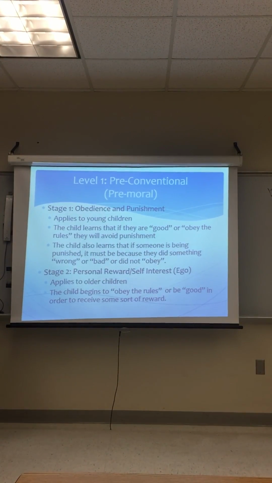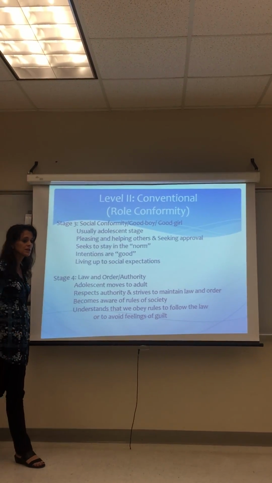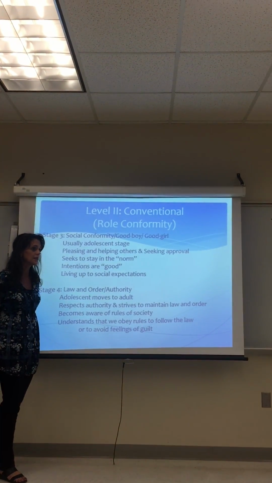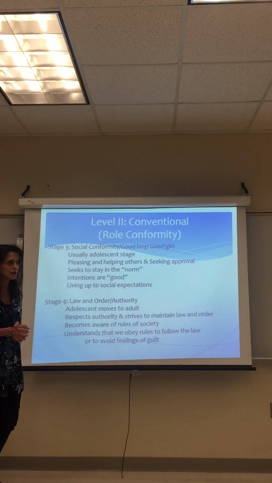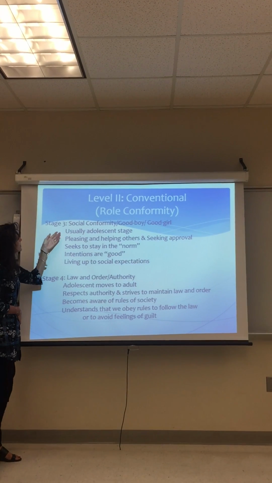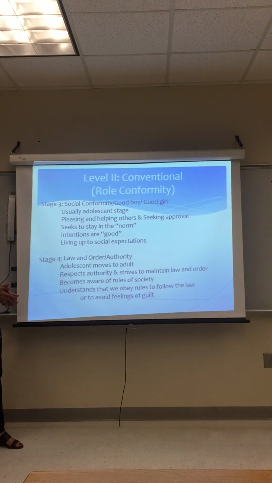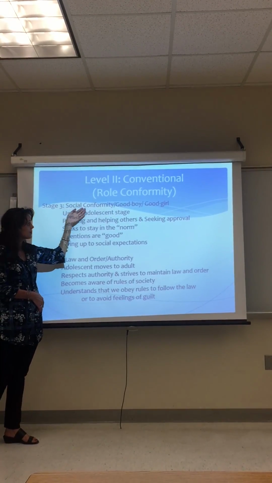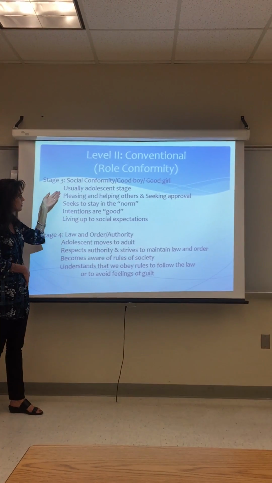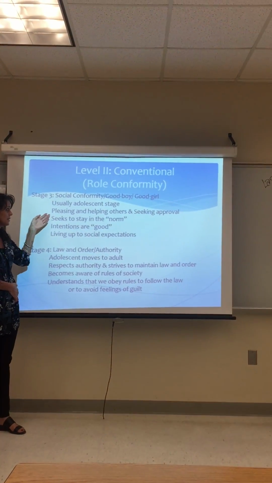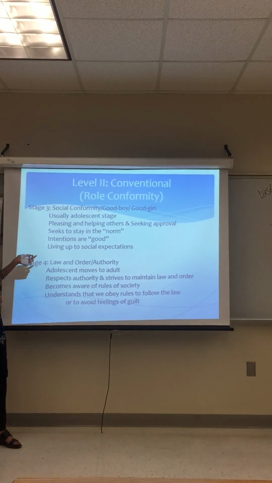Moving to level 2 we talked about a second ago, where I mentioned the students in a high school environment and an individual telling a teacher that someone was trying to cheat or cheating off of them. Again, this level 2 is separated into 2 stages, and we call it stage 3 and stage 4. In stage 3, we have social conformity, being the good boy or the good girl. This usually occurs in the adolescent stage. It has to do with pleasing and helping others, seeking approval.